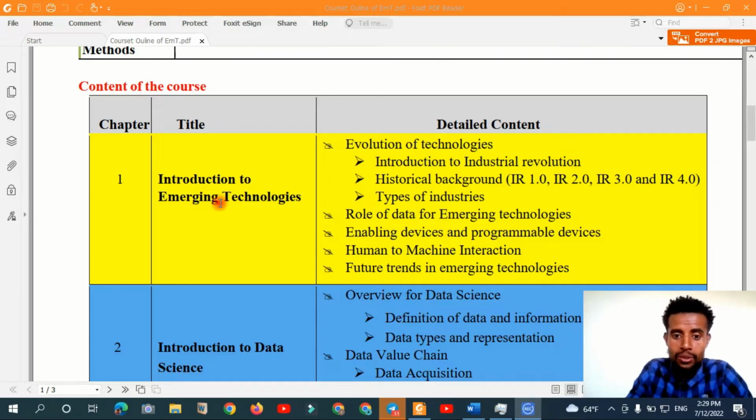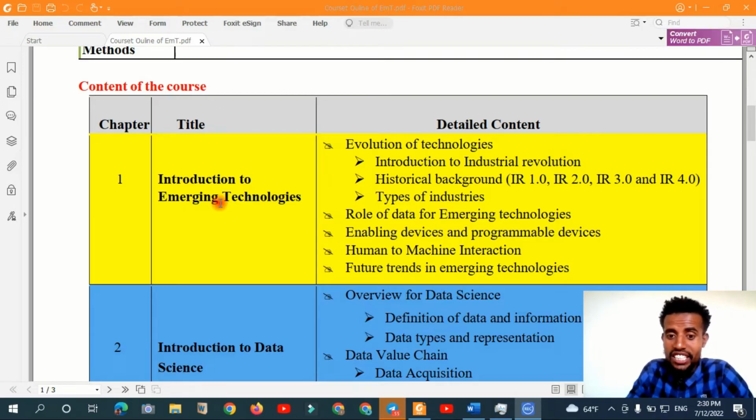Next to that, we'll see also enabling devices and programmable devices. Enabling devices means devices which are related to networking, so networking related devices or service enabling devices, and we'll see also programmable devices under chapter 1. Next to that, we'll see also about human-to-machine interactions. This human-to-machine interaction is also known as machine-to-human interaction.